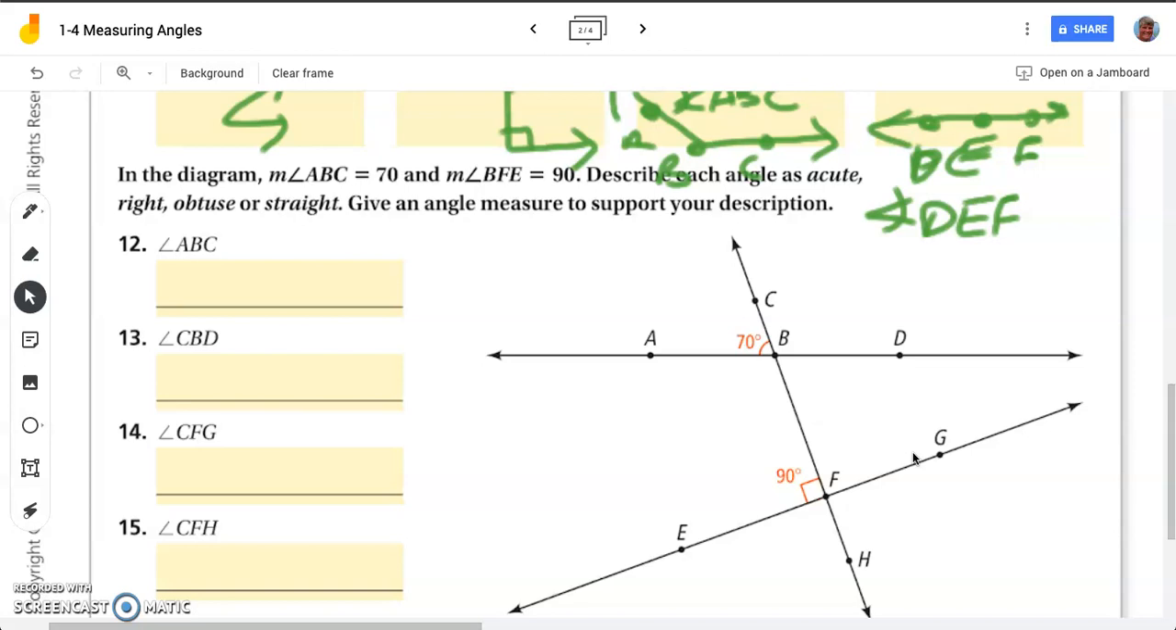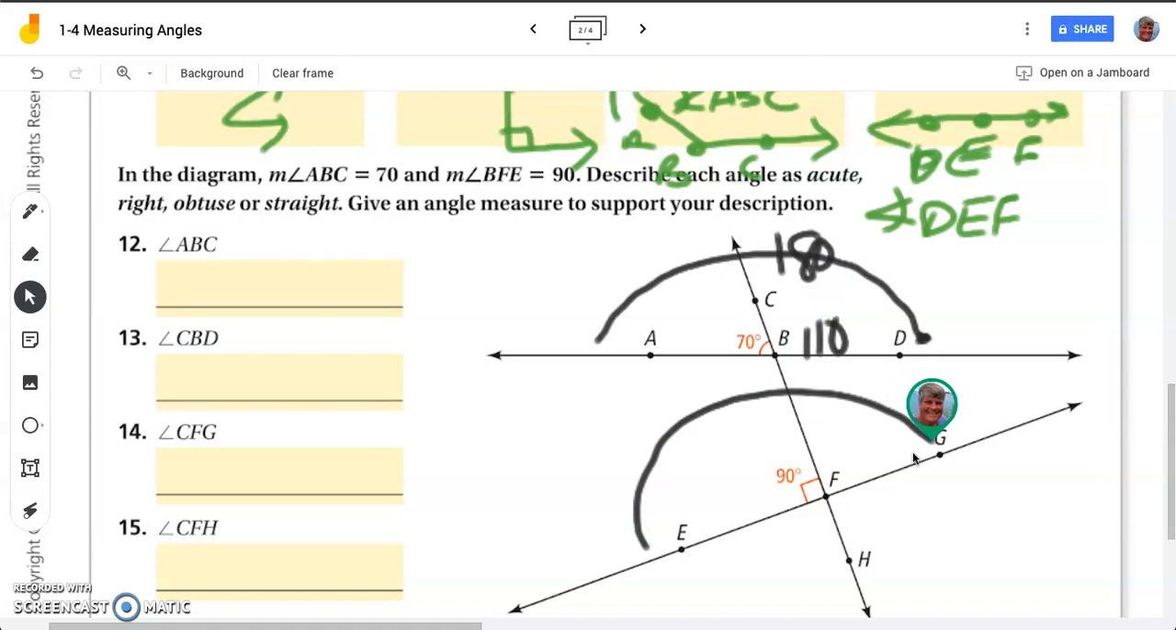Okay, so it says that angle ABC is 70, so we can see that there. BFE is 90. So what I want to remind you is that this, from here to here, is a straight line. So that is 180 degrees. So if this is 70, that makes this 110. This is 180. So if this is 90, that makes that 90. Okay, so that makes things easier.